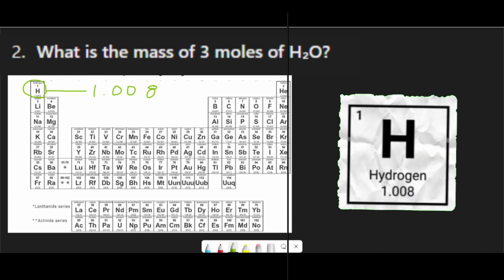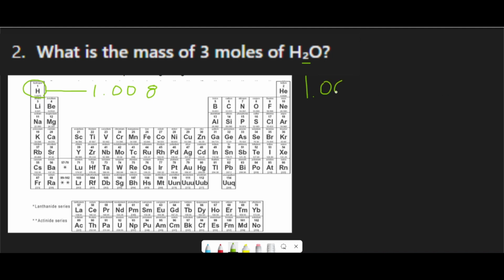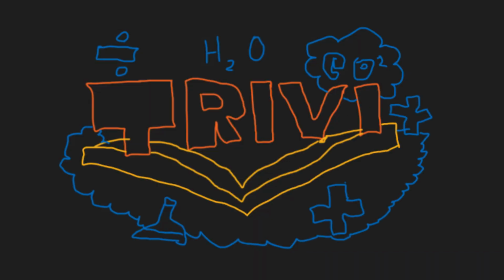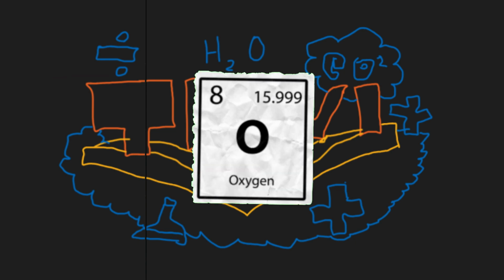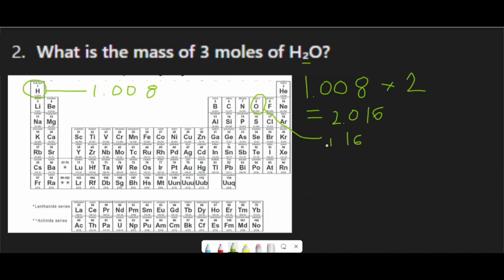As you can see on the periodic table, the atomic mass unit of hydrogen is 1.008. But as you can see from the equation, we have 2 hydrogens. So 1.008 times 2 is 2.016. And now we have to check the atomic mass of oxygen, and that is 16. So if we add these 2 numbers together, we get 18 grams. Right here is the weight of 1 mole of H2O.